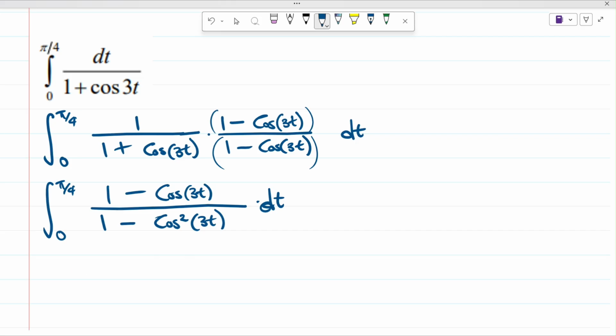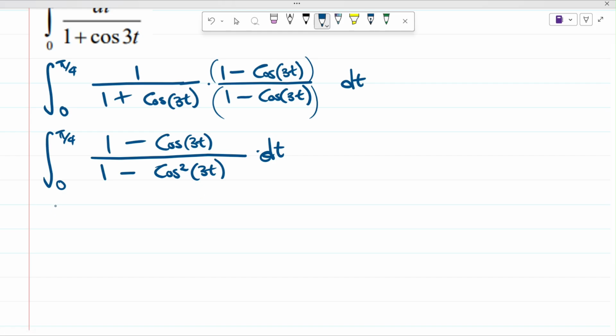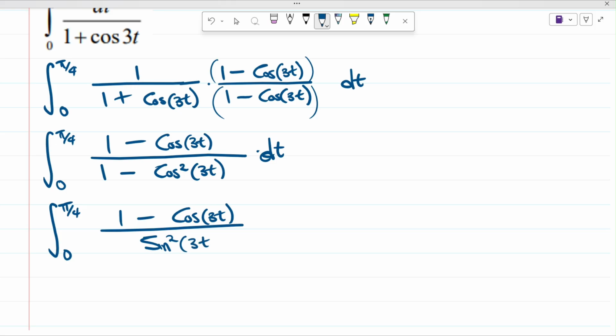Then from there we need to simplify, we just substitute. 1 minus cos squared is going to be sine squared. So we're going to have 1 minus cos 3t on our numerator, which we haven't done anything to yet, and this is equivalent to sine squared of 3t in the denominator, dt. Then we split from here.